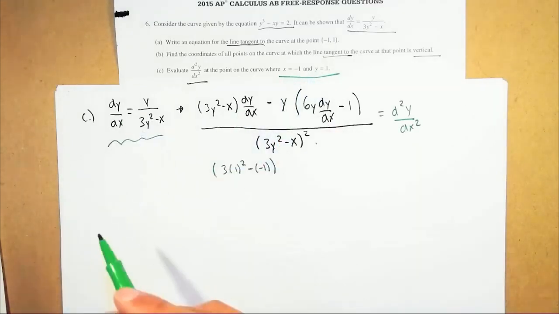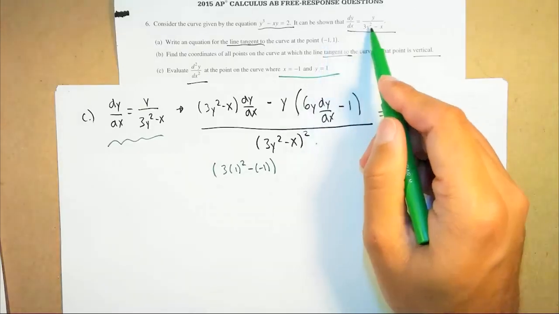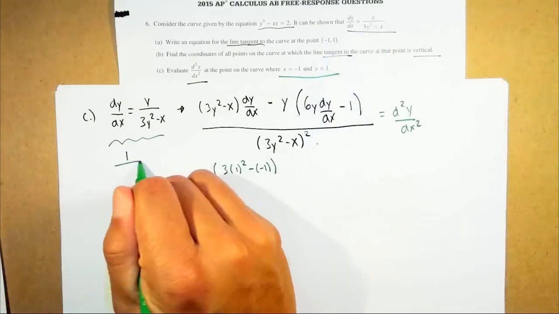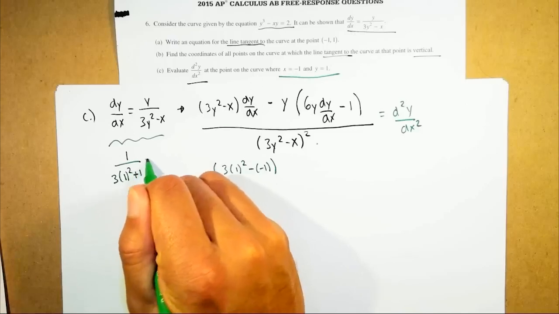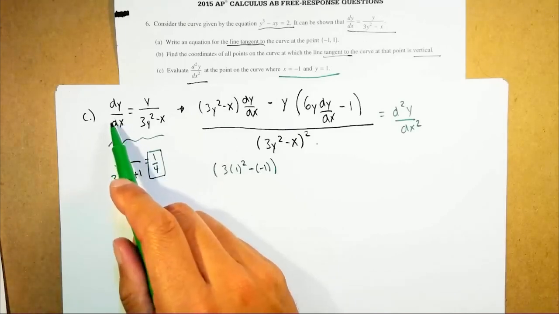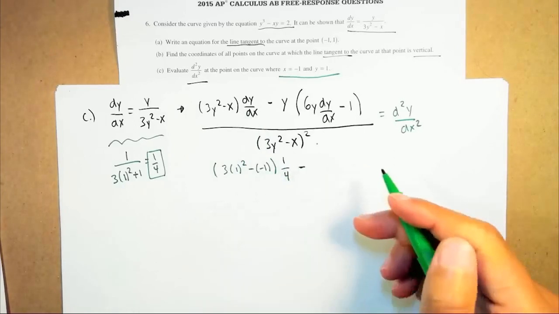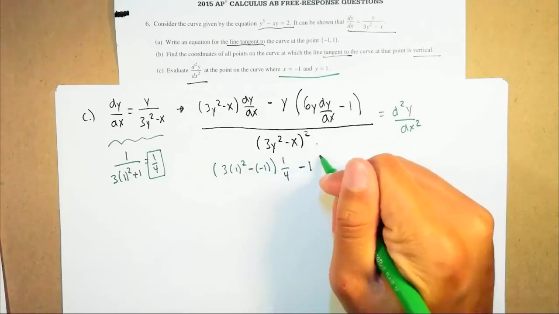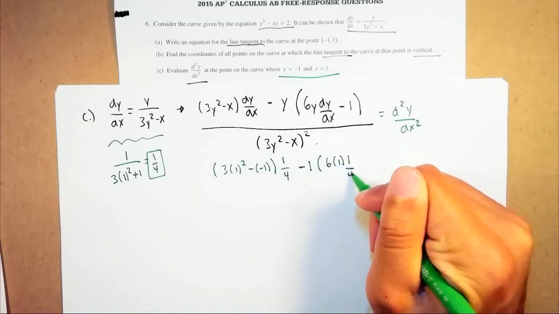Now, in case you forgot, that was the same exact thing that we did in part A. Okay? In part A, when we found the line tangent, we plugged the -1, 1 into this equation. But I'll plug it in again. I'm going to get 1 over 3 times 1 squared plus 1. So it gave me a value of 1/4. So anytime I want to find a derivative at -1, 1, I'm going to plug in 1/4. So example right here. Plug in 1/4 minus, once again, keep plugging everything in. 1 times 6 times 1 times 1/4 minus 1.